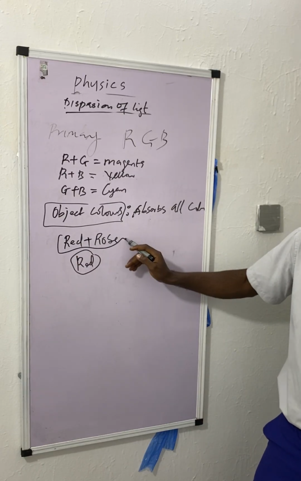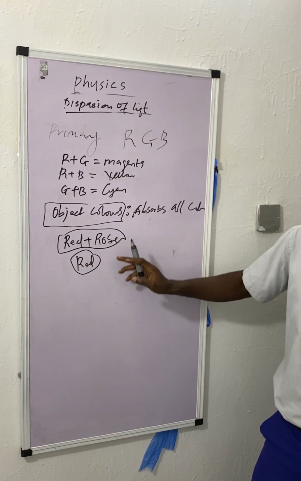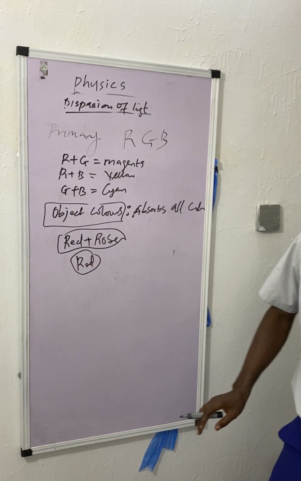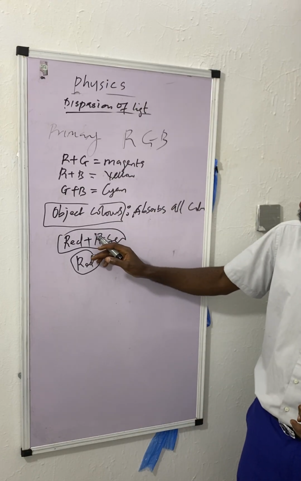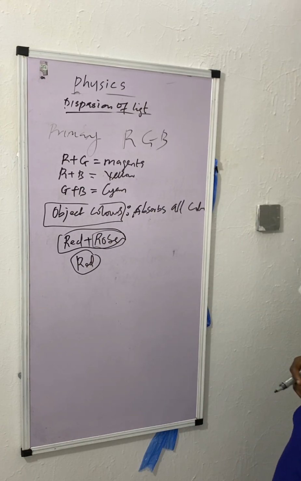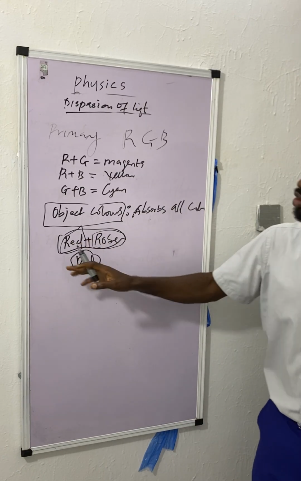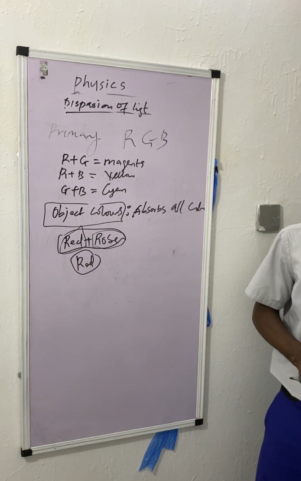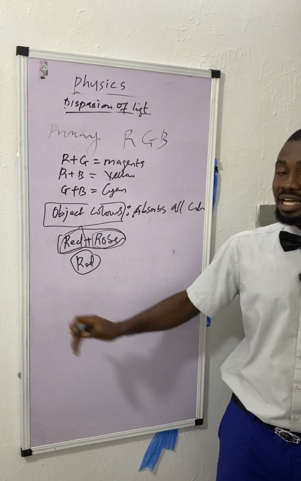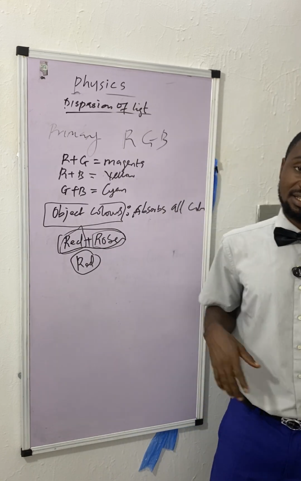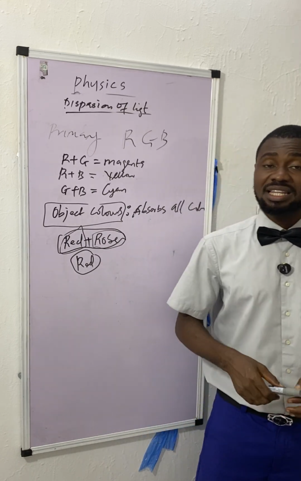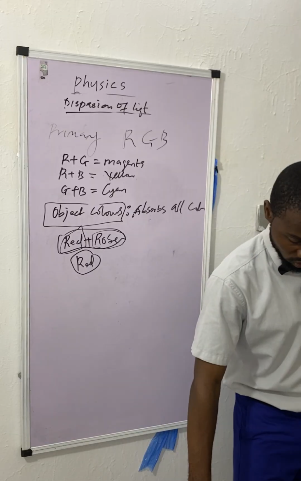This is an object color. Absorb any other color and reflect just one, which is what? Red, but it absorbs every other color. All right. So we have color filters. Color filters help to what? Transmit a particular color. It filters the rest. Maybe you just want only red. It filters the rest and transmits only red to you.